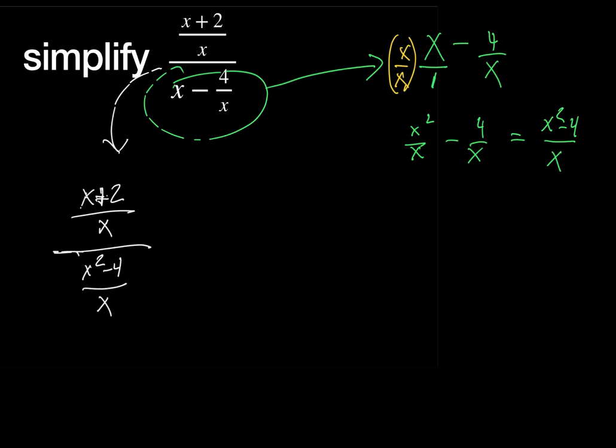Fractions divided by fractions. Dividing by a fraction is the same as, there should be a phrase in your head already. Dividing by a fraction is the same as multiplying by the reciprocal. So I take the numerator, x plus 2 over x, and I'm going to multiply it by the denominator flipped. Dividing by a fraction, same as multiplying by the reciprocal.